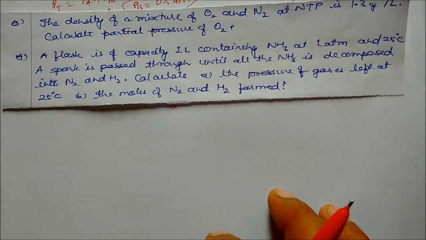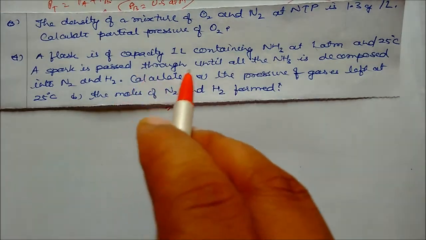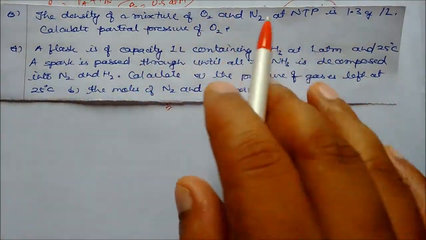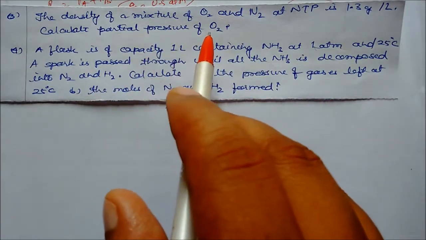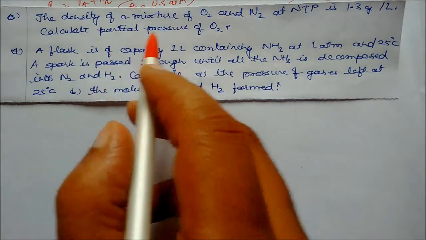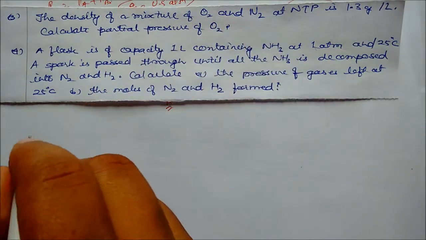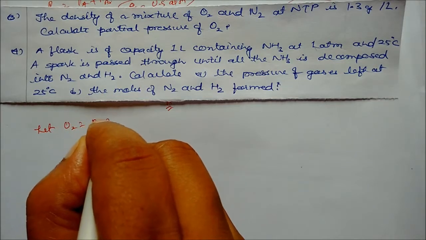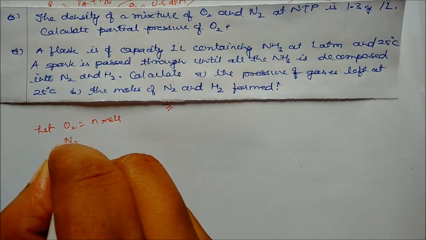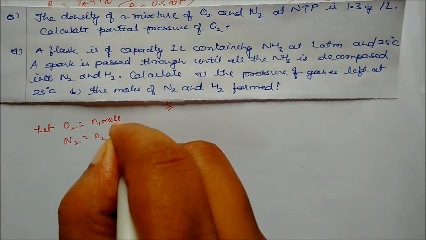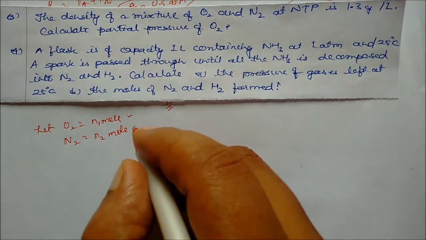So here I have two questions. The density of the mixture of oxygen and nitrogen at NTP is 1.3 gram per liter. Calculate the partial pressure of oxygen. So how to calculate? Density is given, two gases. Let oxygen be N1 mole and nitrogen be N2 mole. The two moles are given.